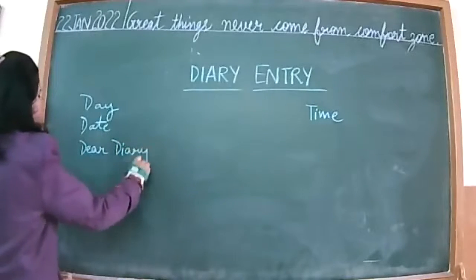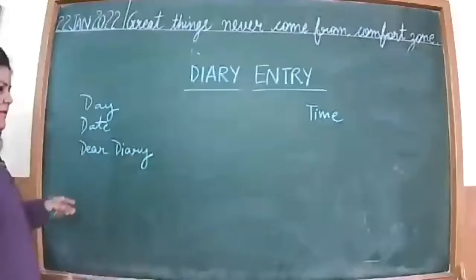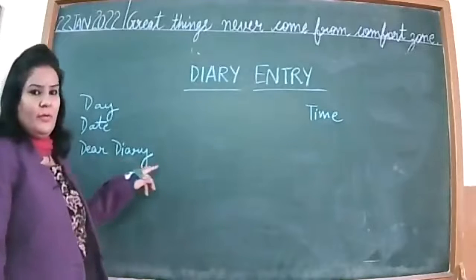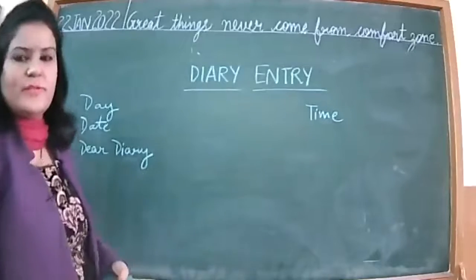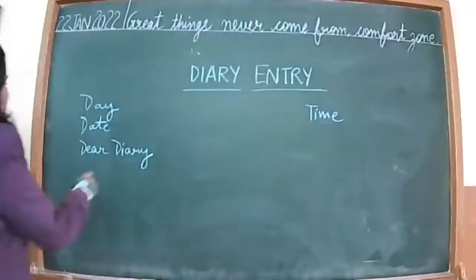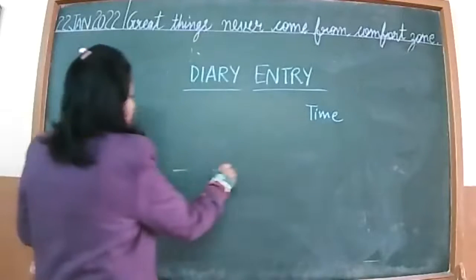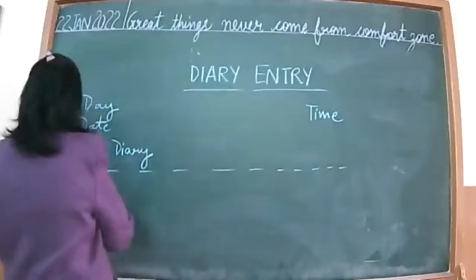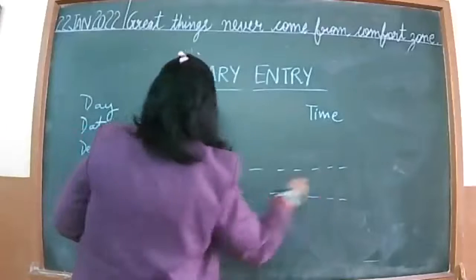Diary. Fine. Don't write dairy, D-A wala. Diary, it's D-I. Always remember. Still some students commit this mistake. Always remember it is diary. Fine. Dear diary. And then, jahan pe time likhe, wahan tak aapka content jayega. Clear?